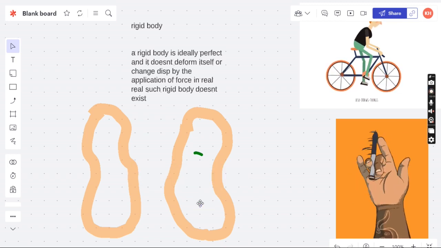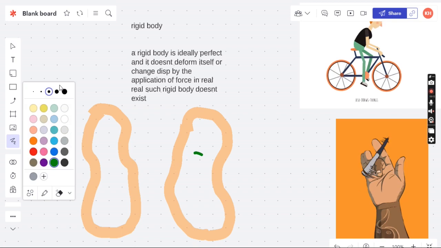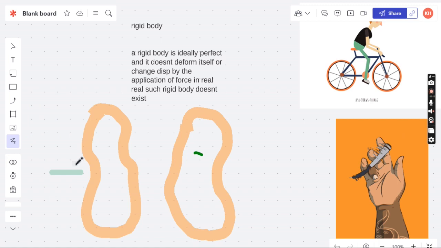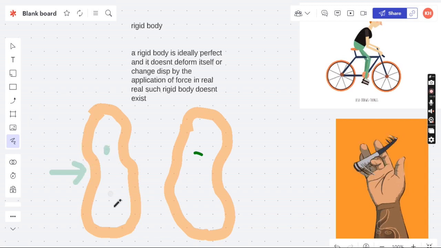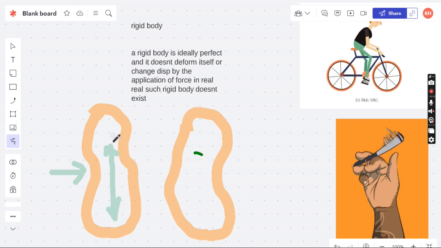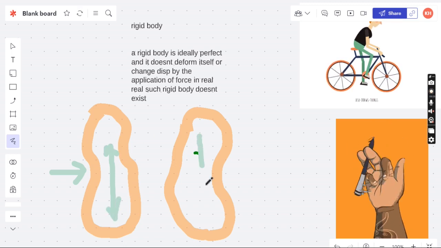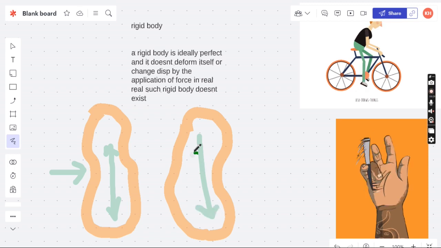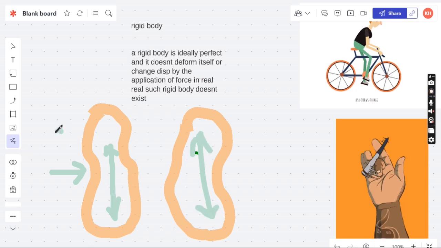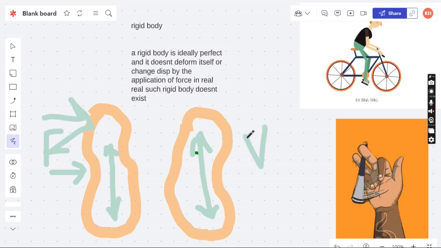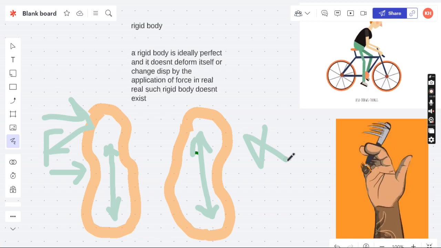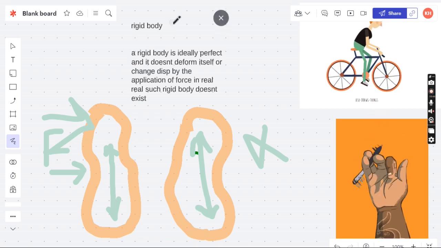So let's take an example. This marker. Okay, now I have applied a force, something like this. Then again a point, something like this, and again a point. But after the application of force, it changes displacement and deforms itself, something like this. So this is not a perfectly elastic body or a perfectly ideal body, because with the application of force it deforms itself or changes its set of displacements. So this is not a perfectly rigid body.